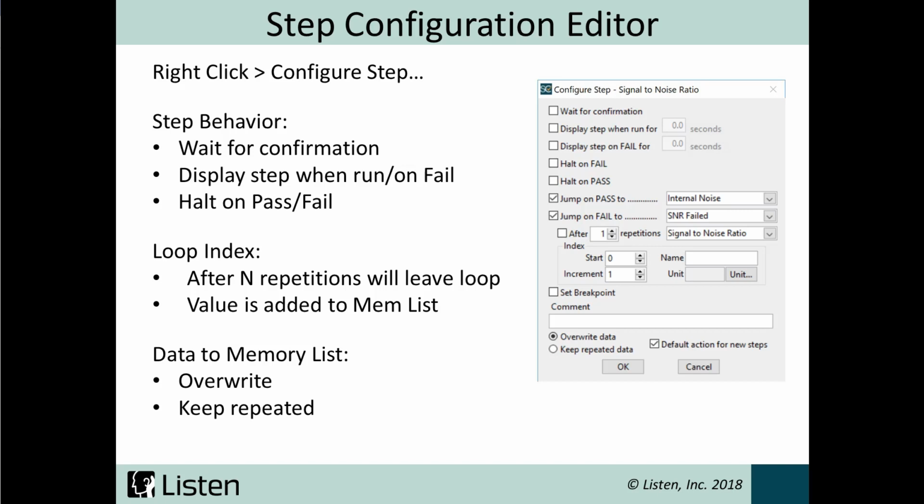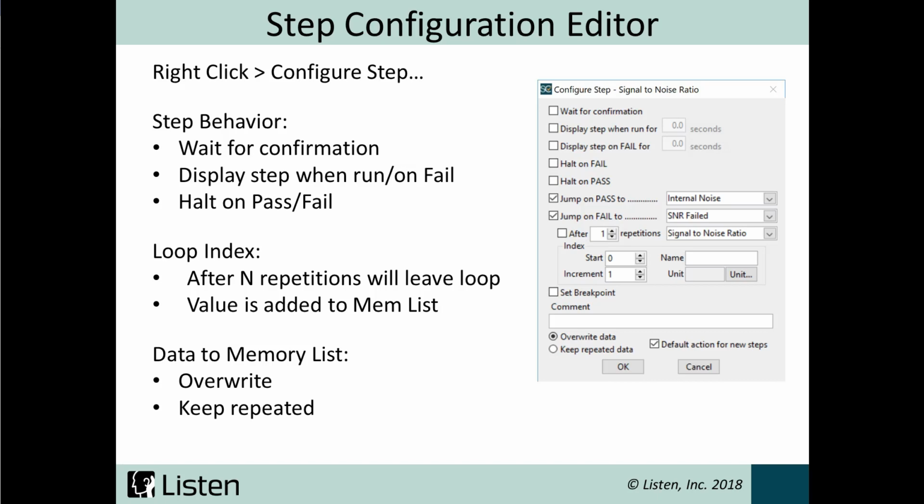At the bottom, overwrite data or keep repeated data has a major effect on what happens in a loop. If we configured a sequence to loop and a step runs multiple times, overwrite data will always output one piece of data, while keep repeated data will append the loop index name to the data that's output and keep every iteration that's run.